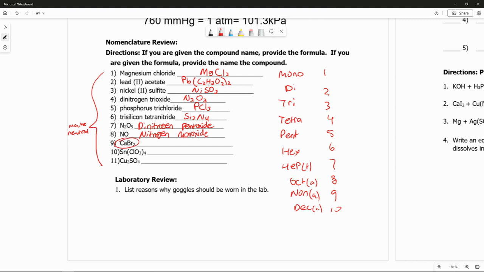Let's take a look at number 9. CaBr2. So we have calcium and bromide. Bromide is part of the Brinkelhoff elements, and these are diatomic, which means that in its natural state, it occurs in pairs of 2. So O is going to be O2, F is going to be F2, and Br is going to be Br2 because it is diatomic. That is just something you should know.